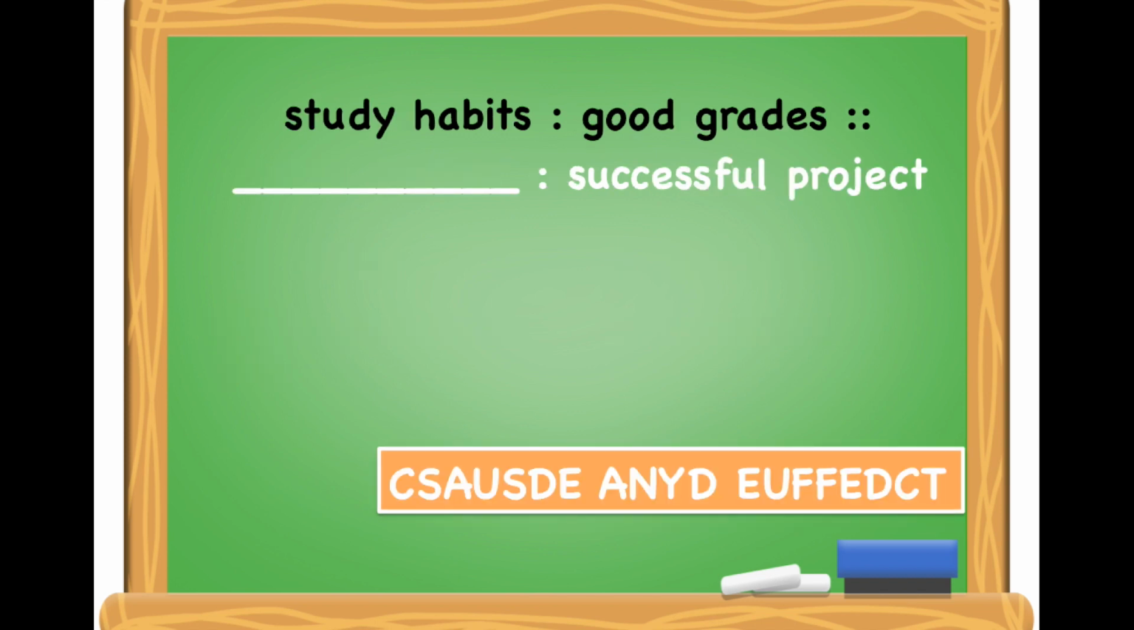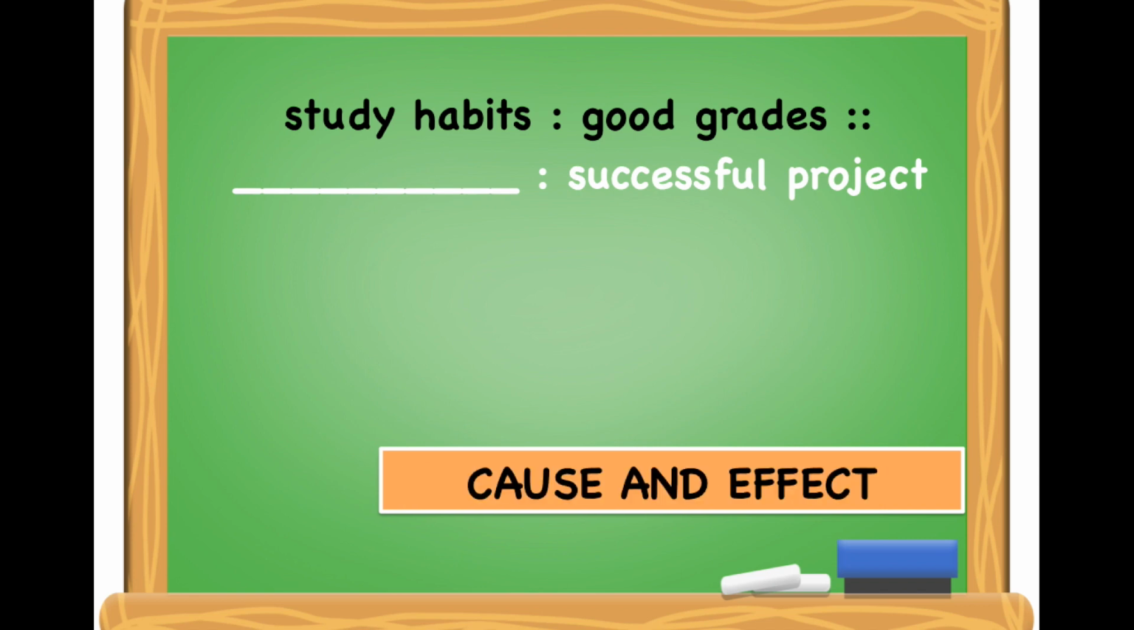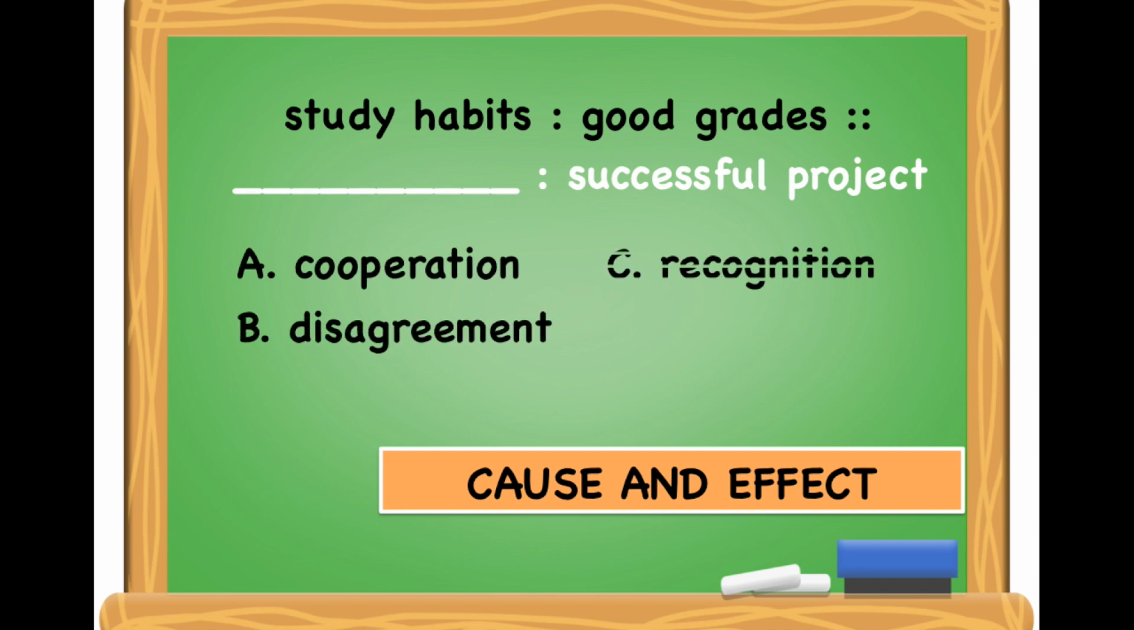Number 2. The type of analogy is... study habits is to good grades as blank is to successful project. A. Cooperation. B. Disagreement. C. Recognition. Or D. Reward. If you answered letter A, you're correct.